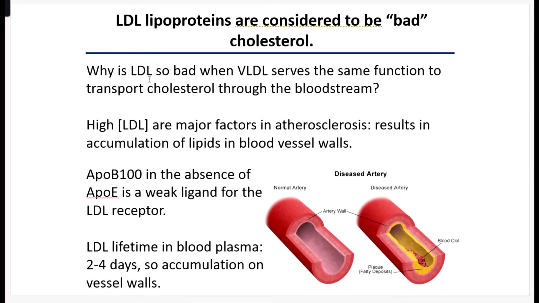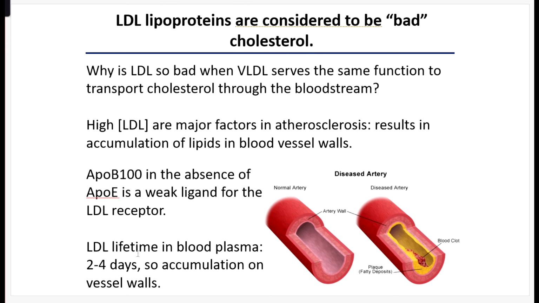So LDL is really bad because it has a harder time binding to the liver, and it can accumulate in the blood vessels, which induces an immune response and the formation of plaques. LDLs have that ApoB100, but lack ApoE, and so they don't bind very well to the receptors on the outside of the liver without both of those present. Remember that IDLs do have both of these, and so they bind very well to the liver.